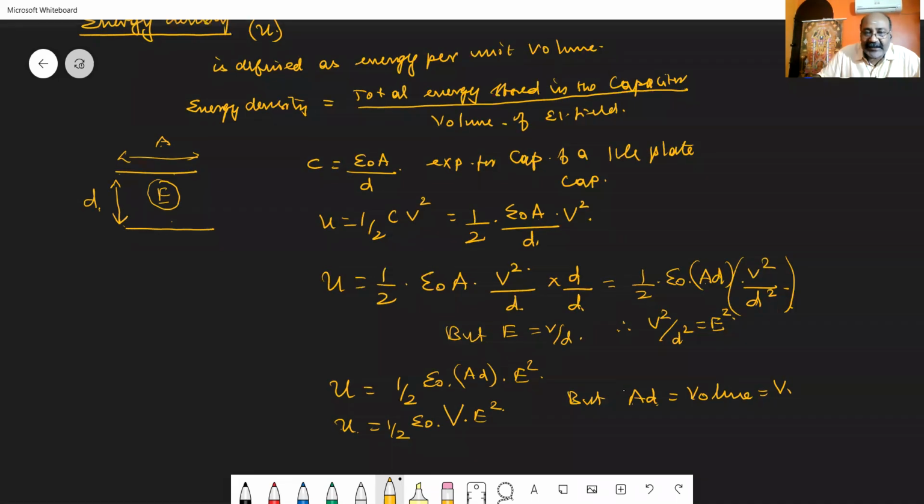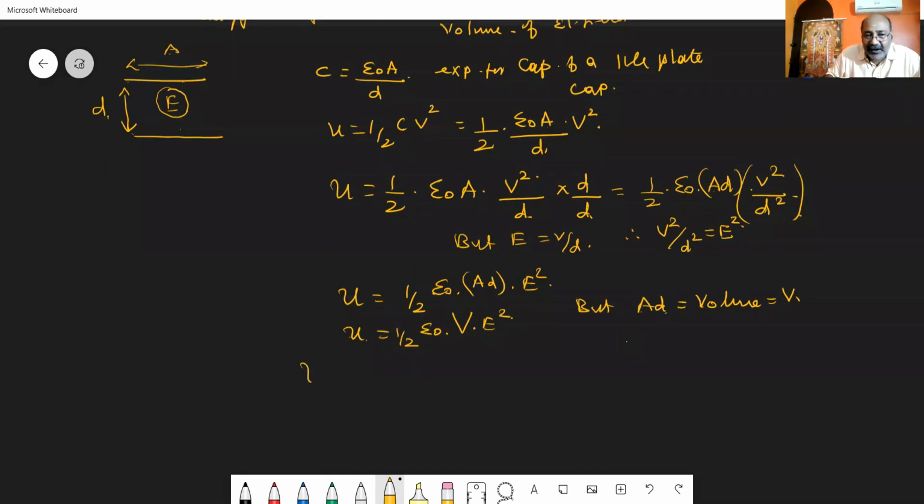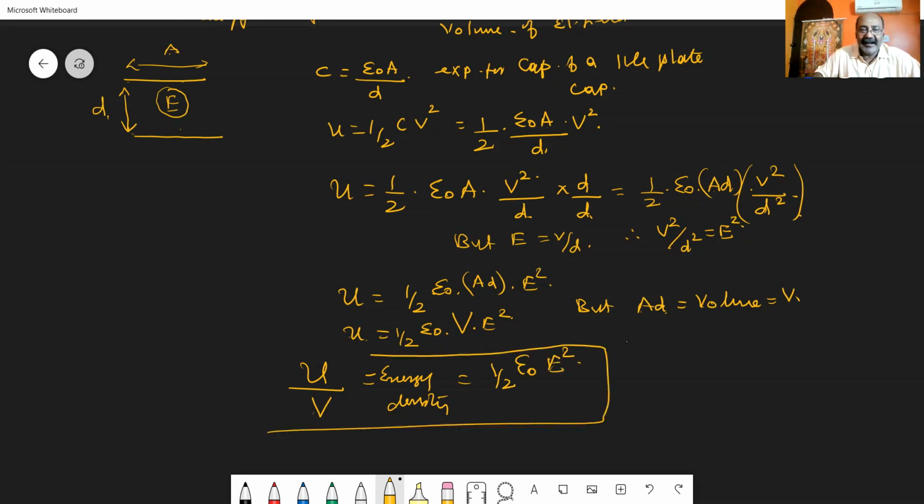Take this volume to the other side. You get the potential energy per unit volume. What is this called? This is called energy density. So what is the formula for energy density? Half into epsilon 0 into E square. This is the expression for energy density.